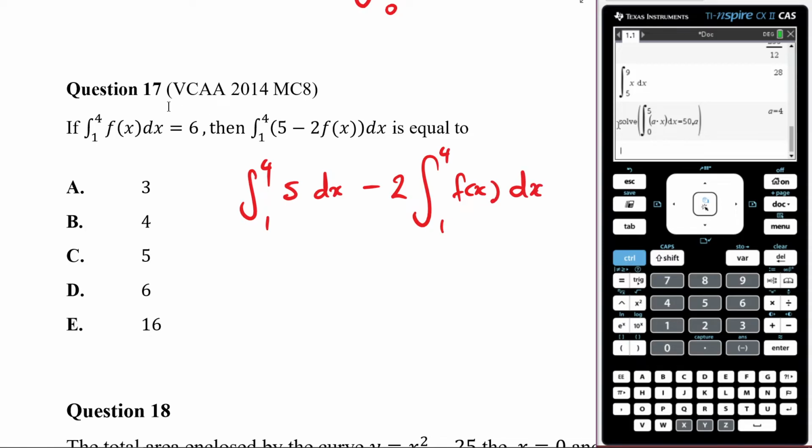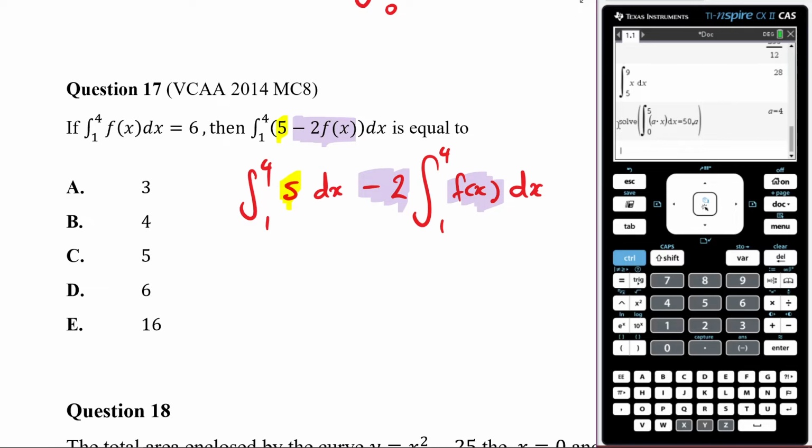So as you can see, what I've done there is I've just broken up the different parts. So I've got 5 there, and then I've got negative 2x f of x. I've taken the negative 2 out. I'll put that there. So remember, you can always take out those constants. Make sure you do that. Makes your life a lot easier.